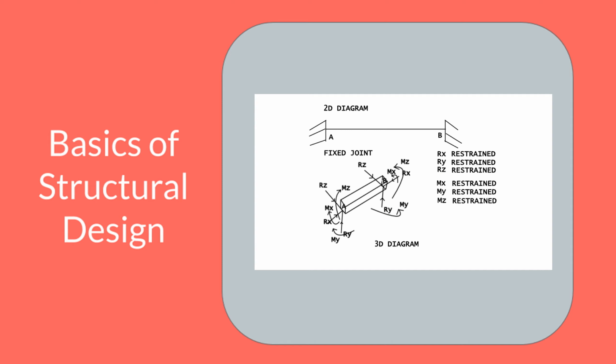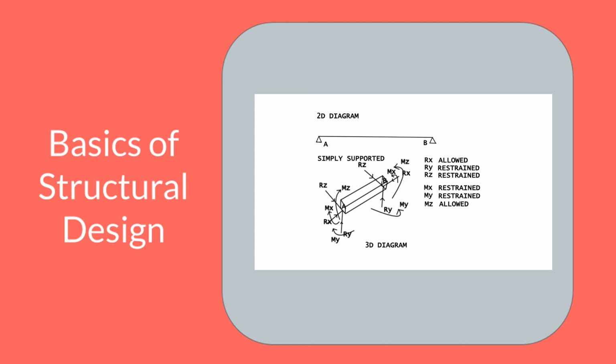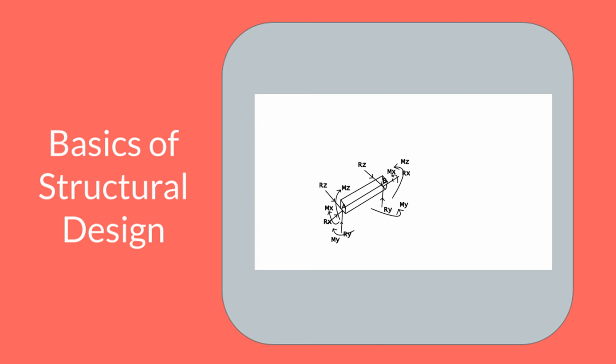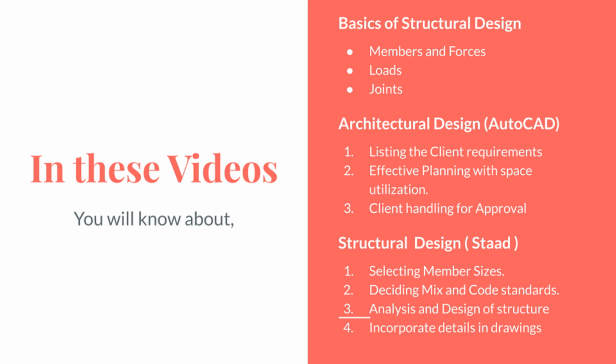Common joints like fixed, simply supported, hinged, roller can be provided. A combination of them, such as a partial fixed, is also provided based on the requirements. So far, we have covered basics of structural design until now. So, in the next part, we will start with architectural design by using AutoCAD, and finally, we'll go for structural design by using STAAD software.